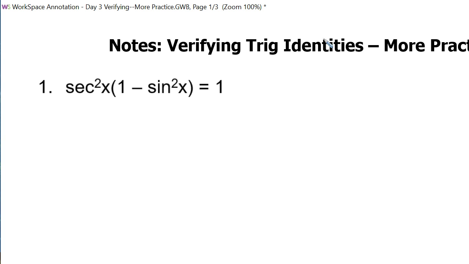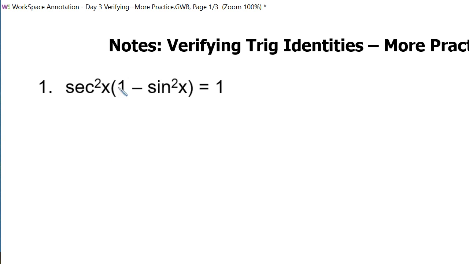Then you get to pick which side you want to work with. So you're not forced to start with the left side. So you can pick which side you want to work with and only work with that side. So don't do operations to both sides. We're only working with one side.